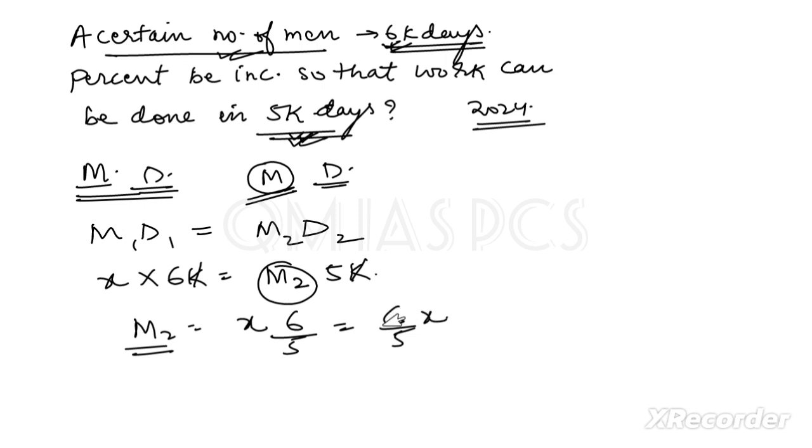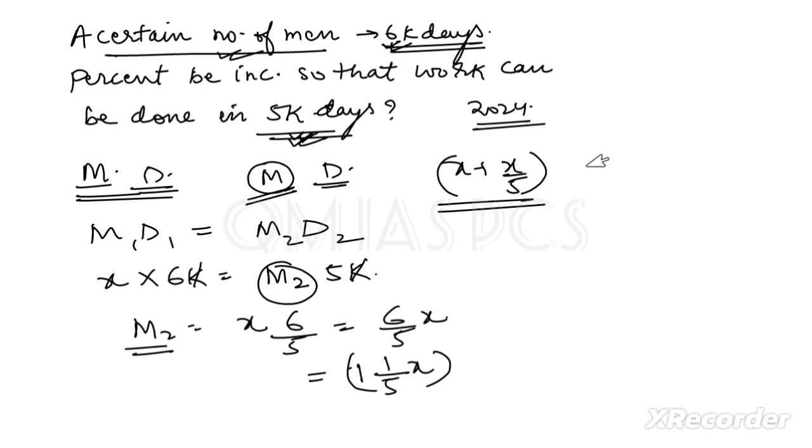If you want to write it in mixed form, you can write 1 whole 1 by 5x. Is it clear? Or simply you can write x plus x by 5. This is my method to write this thing: 6 by 5x is x plus x by 5. Okay, so you can convert this one.